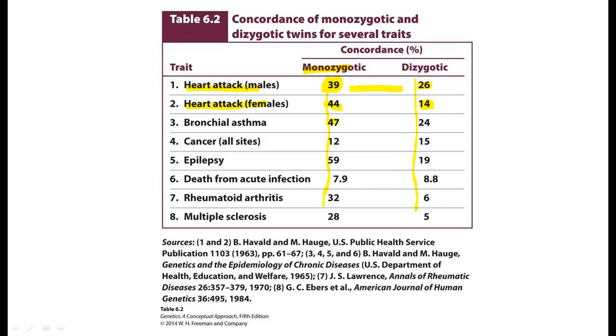Similarly, 47% concordance is there in monozygotic twins, and half of it, 25%, in dizygotic. Cancer is variable in both of them, around almost similar, 12 to 15%. For epilepsy, there is around 59% concordance, so in 59% of monozygotes it will be present in both twins, but almost 3 times less, 19%, in dizygotes. Death from acute infection is almost similar, but rheumatoid arthritis has a percentage 5 times higher than in dizygotic twins, and multiple sclerosis is 6 times higher than in dizygotic.